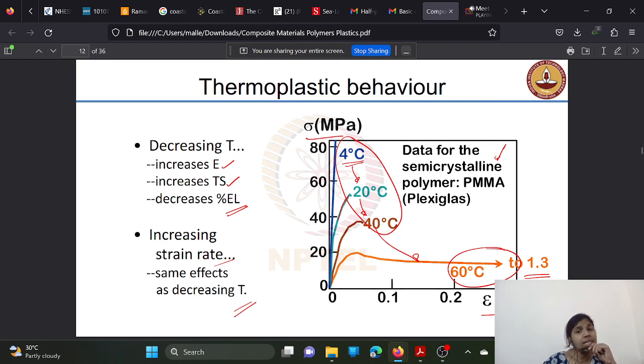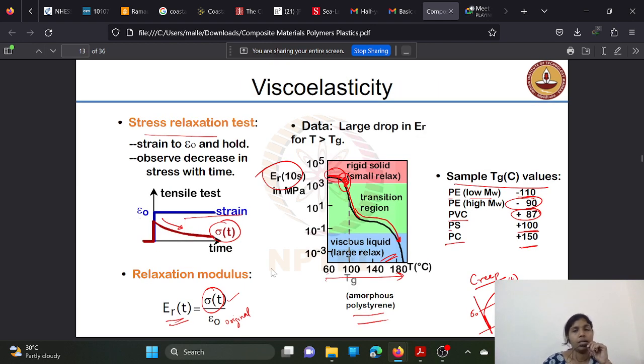And with increasing strain rate, what you are able to see is that the effects are same as decreasing the temperature. See, this is viscoelasticity. So for finding out the viscoelasticity nature of the material, we need to conduct stress relaxation test.